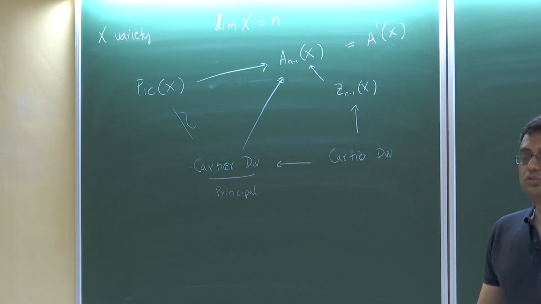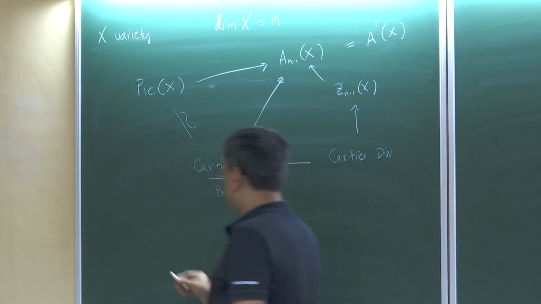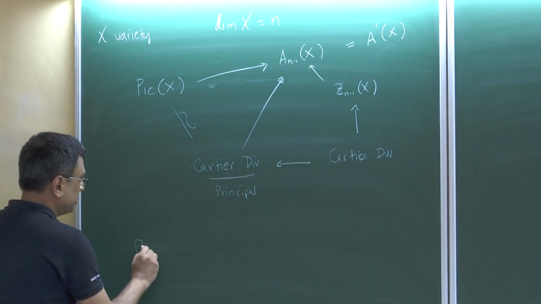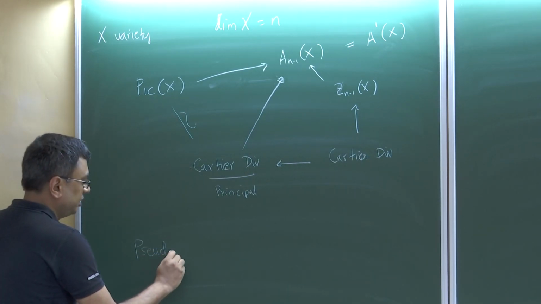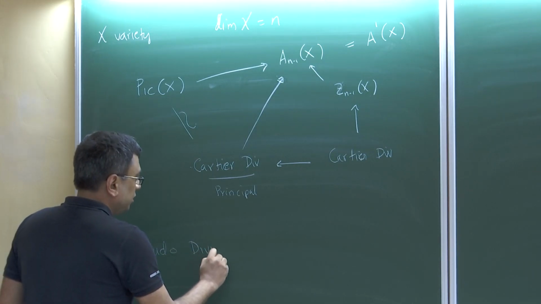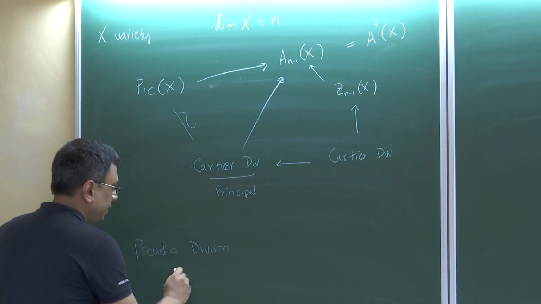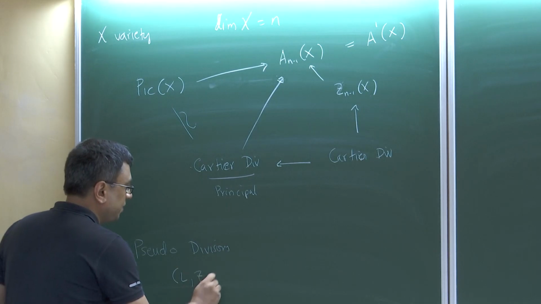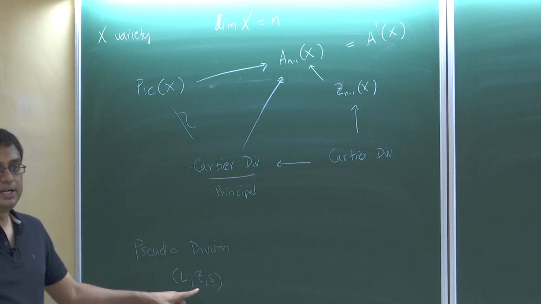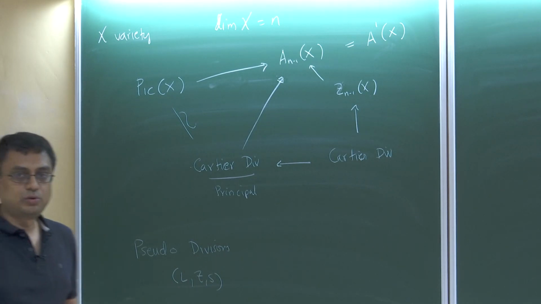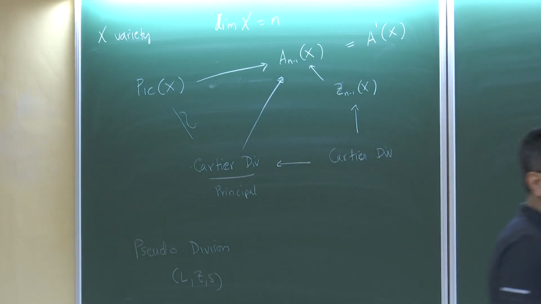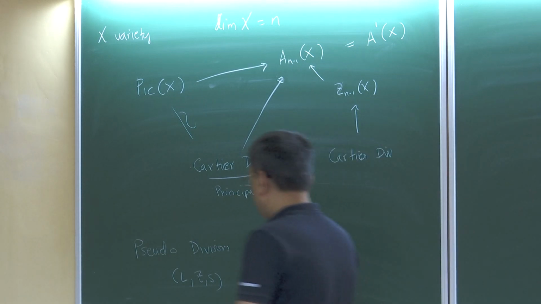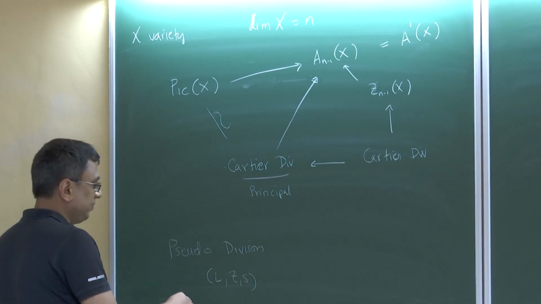So where do pseudo divisors fit in? Okay, so pseudo divisors. Now, if you try to fit them in this picture, you will understand the reason why they are defined. Recall that they are triples (L, Z, s), where L is a line bundle, Z is a closed subset, and s is a nowhere vanishing section of that line bundle defined outside Z. It is not a global section, it is defined outside Z.